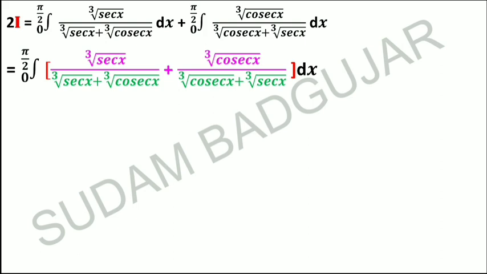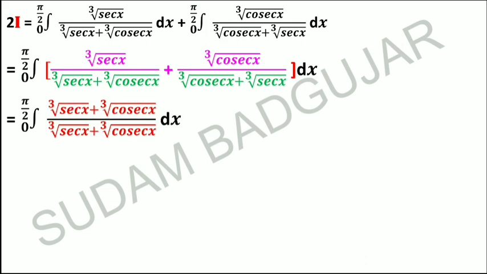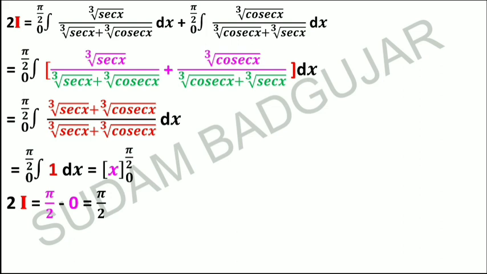Here you have to observe the denominator. The denominator is the same. Then adding the numerators, the numerator and denominator are the same factor, so it gets cancelled. It becomes integration of 1 dx. What is integration of 1 dx? From standard formulae, it becomes x, which is x from 0 to pi by 2 by the definition of definite integration, that is nothing but pi by 2 minus 0. So hence 2I is equal to pi by 2, therefore I is equal to pi by 4.